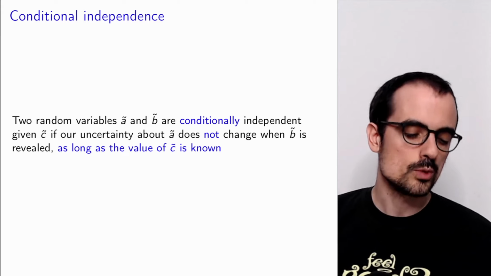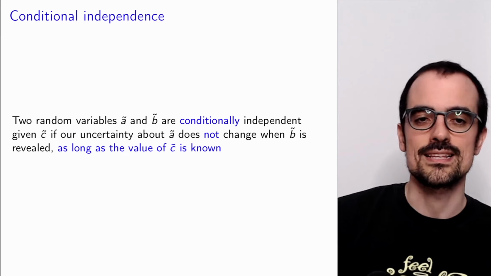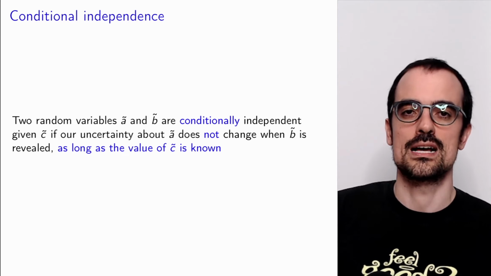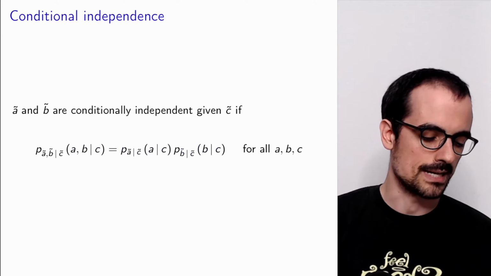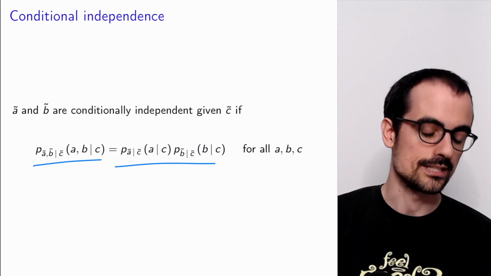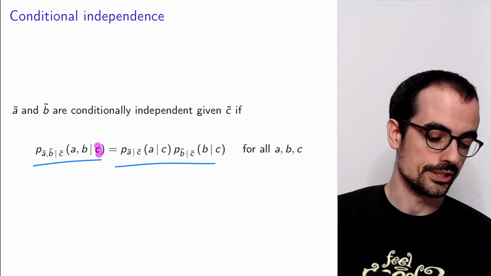When taken to the extreme, we say that two random variables A and B are conditionally independent given C if our uncertainty about A does not change when B is revealed, as long as we know C. And this is captured by the conditional PMFs. Realize that we always need to condition on C.